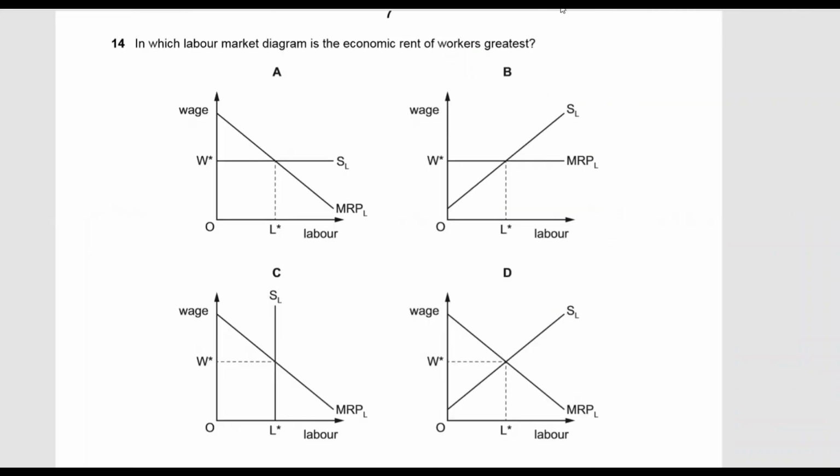In which labor market diagram is the economic rent of workers greatest? And in description, I will share with you the video link of economic rent and transfer earning. I suggest all of you to watch that video. In that video, I have already explained in detail how to calculate economic rent and transfer earning from graph. However, in this specific question, C is the correct answer because in case of option C, entire income will be converted into economic rent because supply of labor is perfectly inelastic.